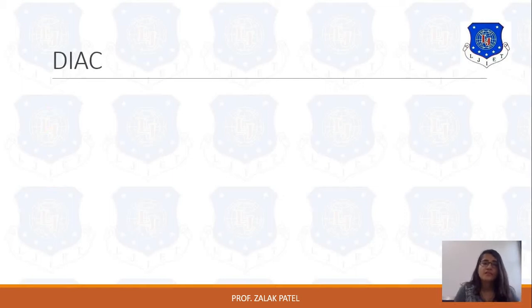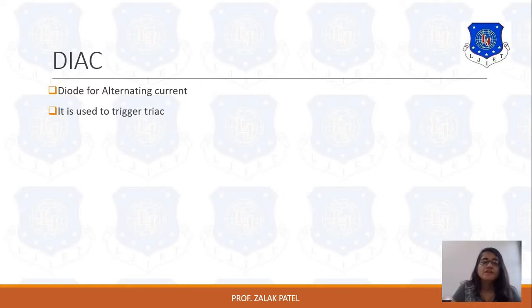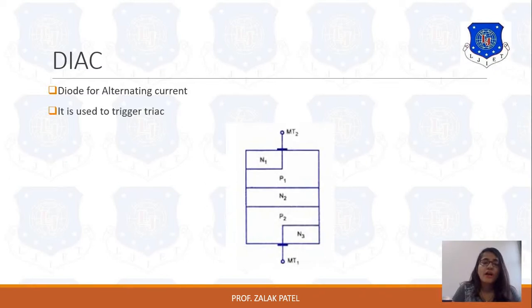Next is DIAC. The full form of DIAC is diode for alternating current. It is used as a trigger for TRIAC, means it is used to trigger the TRIAC. It does not have any gate terminal. You can see the structure. Its structure is almost similar to the TRIAC that we discussed. So here the gate terminal is absent.